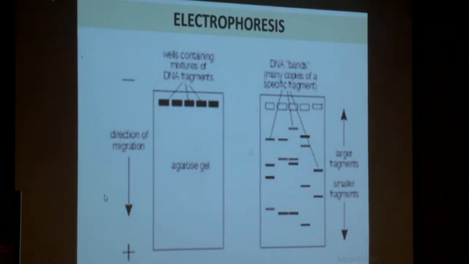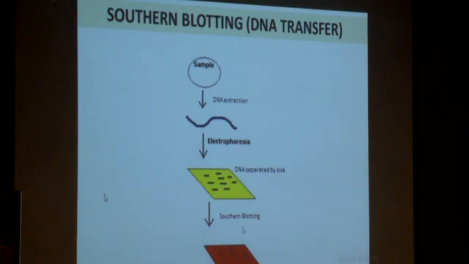Now, as I have told, electrophoresis is done on an agarose gel. Now, agarose gel is not stable. It is very fragile. So this has to be transferred to a stable medium. What is used here is a nylon membrane, which is done by a method called Southern blotting. The DNA is fixed to the nylon membrane with heat.